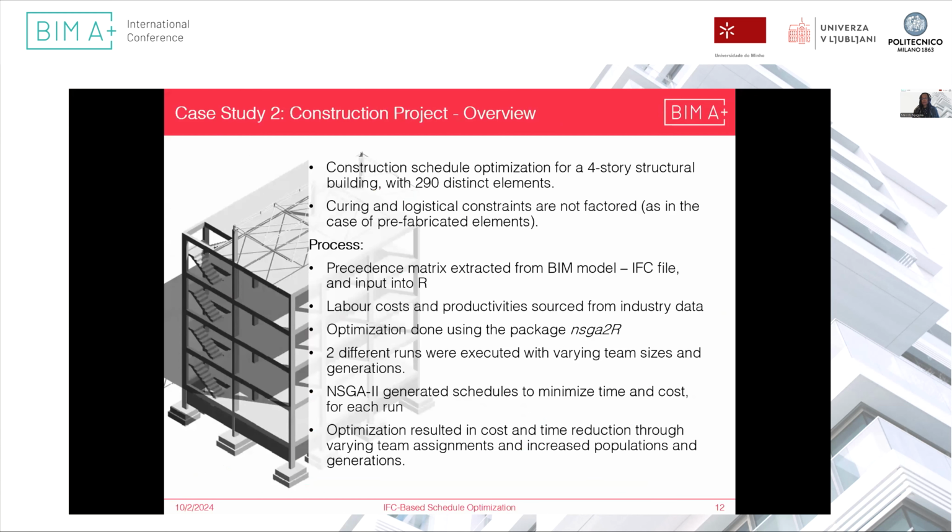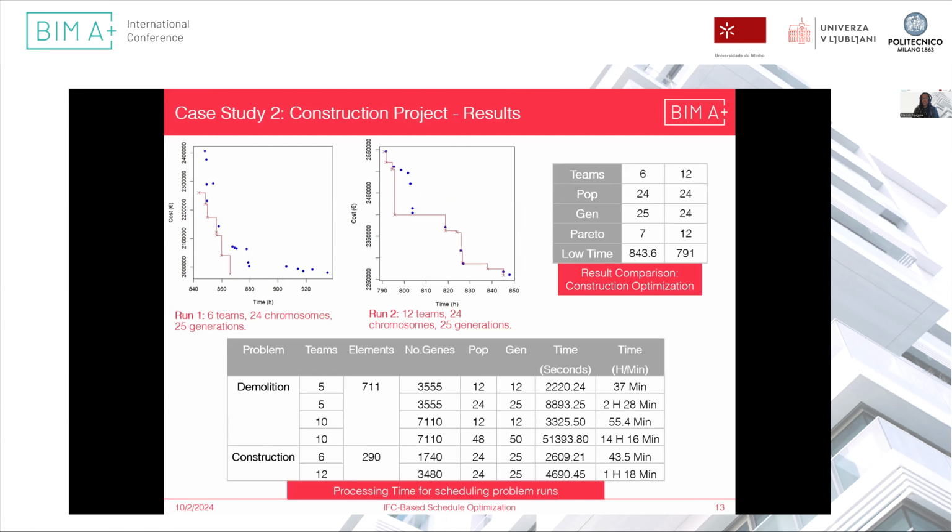A second optimization was done. This one was for a 4-story structural building with 290 distinct elements, with the same methodology as before. However, curing was not taken into consideration, which is normal when we consider prefabricated elements. We had 2 runs done: one with 6 teams, 24 chromosomes and 25 generations, and the second one with 12 teams, 24 chromosomes and 25 generations. You can see here the output that we had. The number of Pareto optimal schedules generated with the first was 7, and in the second there were 12.